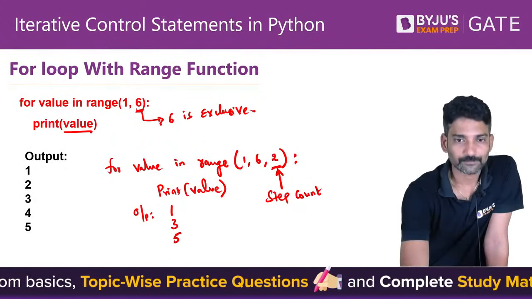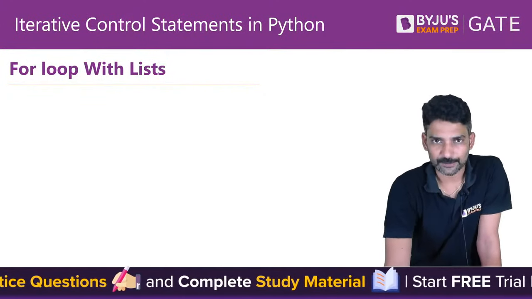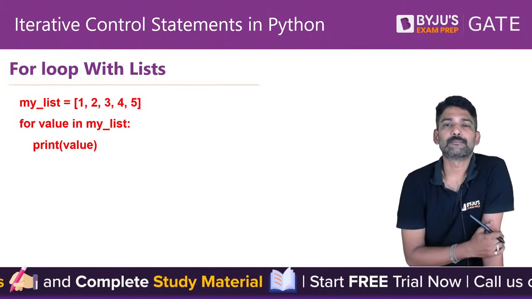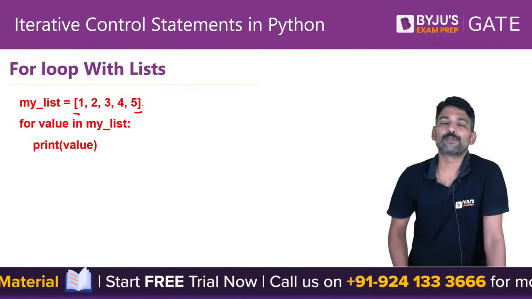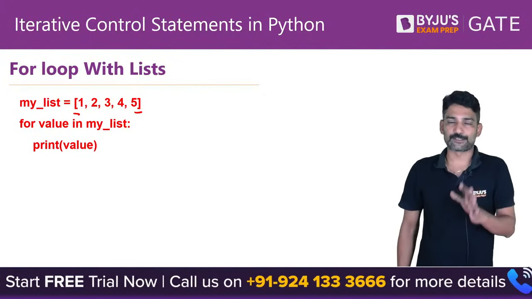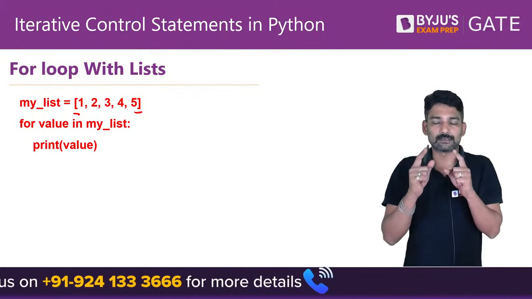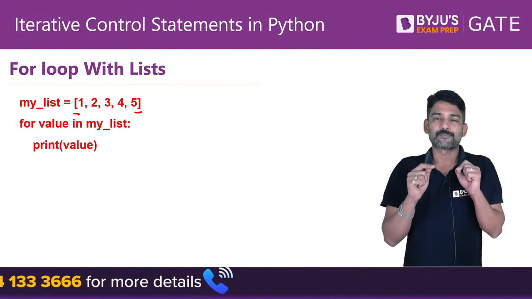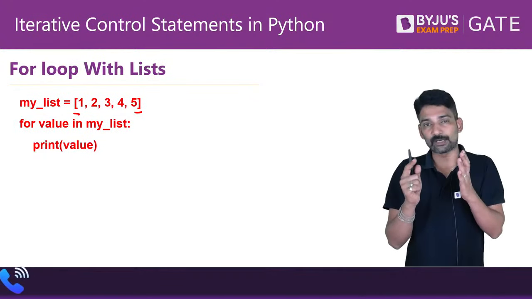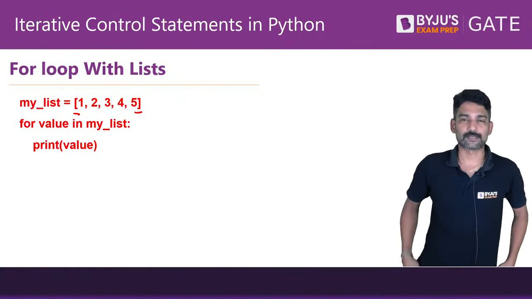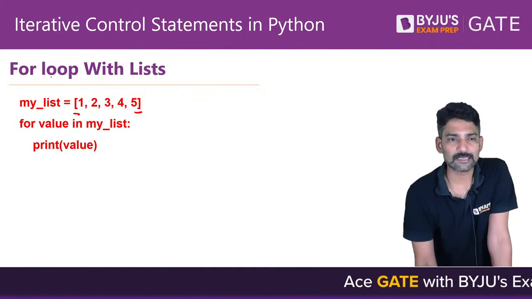Okay, right. And for loop with lists, let's say I have created my list. I told you whenever you use a square bracket, it is a list. Parenthesis is a tuple, curly braces is a set. We have already covered this in the data types class, right?